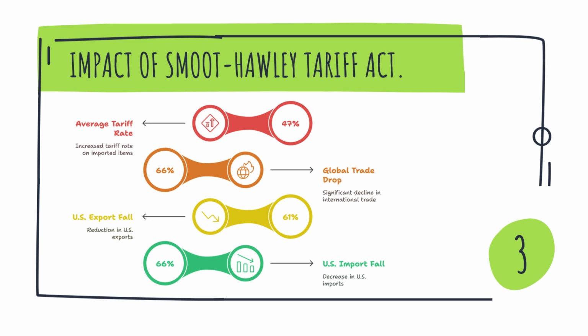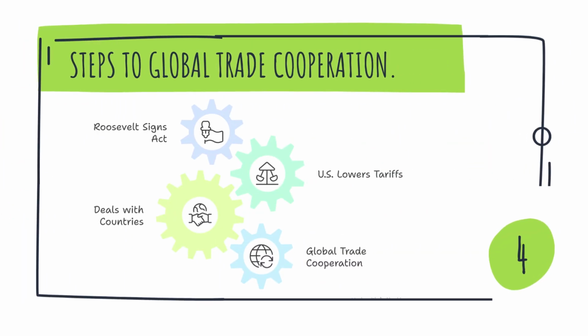Other countries like Canada and France hit back with their own tariffs. Global trade dropped by 66%, US exports fell by 61%, and imports by 66%. It made the depression worse, leading to more bank failures, especially in farming regions. It also pushed America towards isolation in trade policy. In 1934, President Franklin D. Roosevelt responded by signing the Reciprocal Trade Agreements Act. This allowed the US to lower tariffs through deals with other countries, a big step towards global trade cooperation.